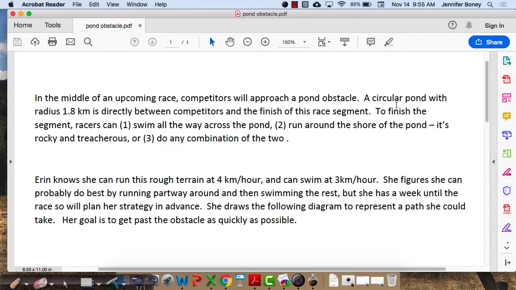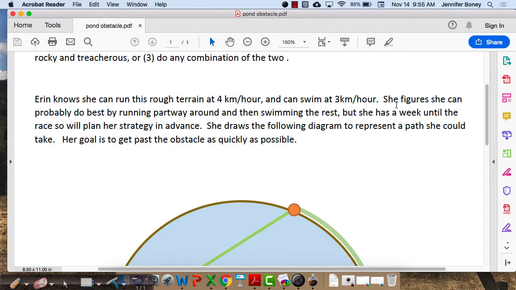In the middle of an upcoming race, competitors will approach a pond obstacle. A circular pond with radius 1.8 kilometers is directly between competitors and the finish of this race segment. To finish the segment, racers have three options. One, swim all the way across the pond. Two, run around the shore of the pond, but it's rocky and treacherous, so not necessarily easy. Or three, do any combination of those two. So let me show you the picture, and then we'll get to the other details.